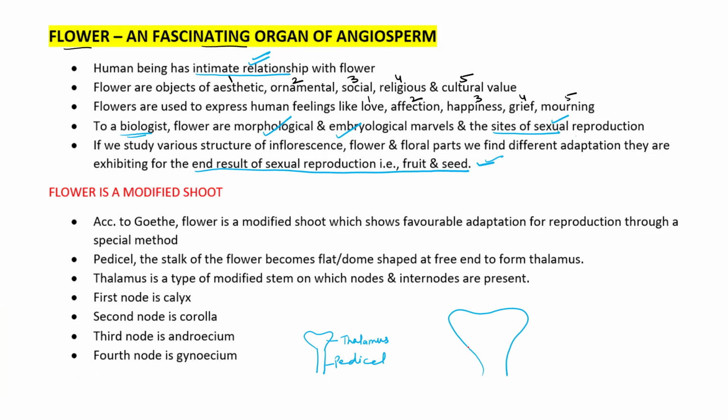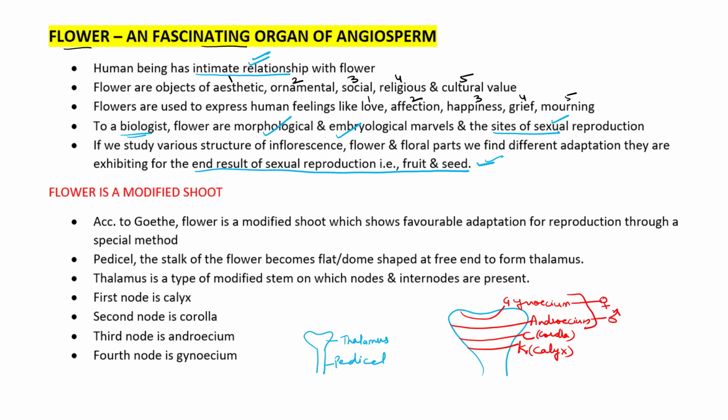Why? Because at different nodes we find the floral parts present. At the first node calyx, which is represented by K, then corolla, androecium, and gynoecium. So these are the four main whorls of the flower. This is the calyx whorl, corolla, androecium, and gynoecium.